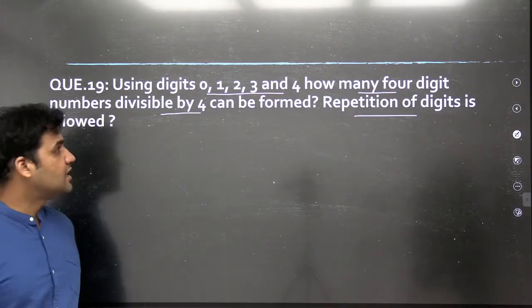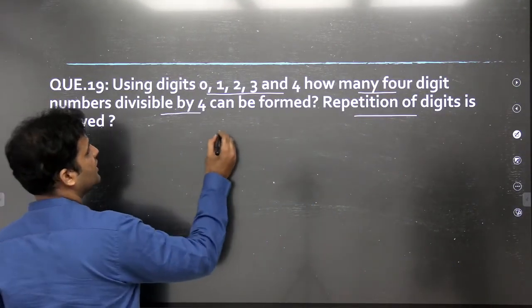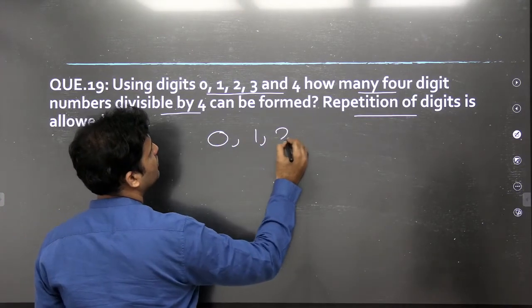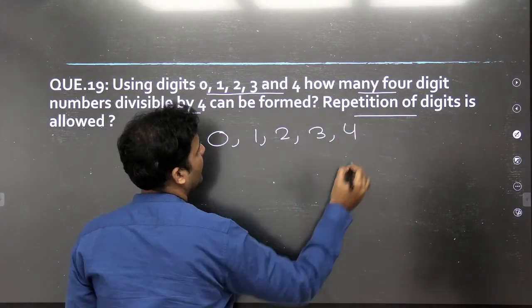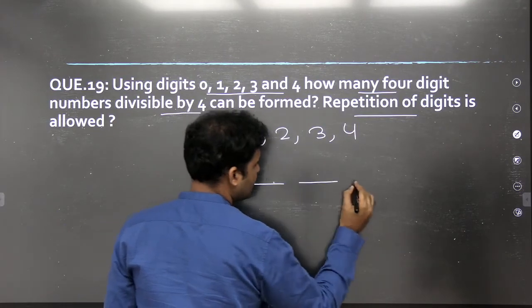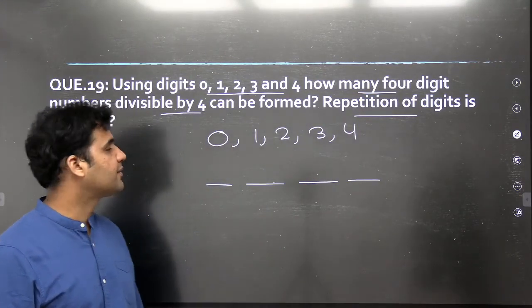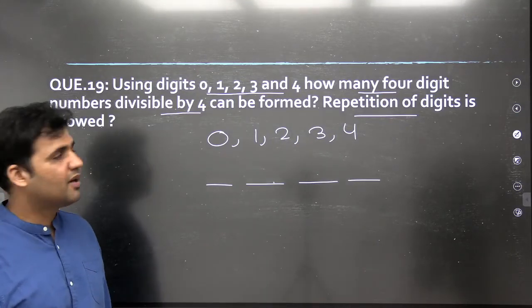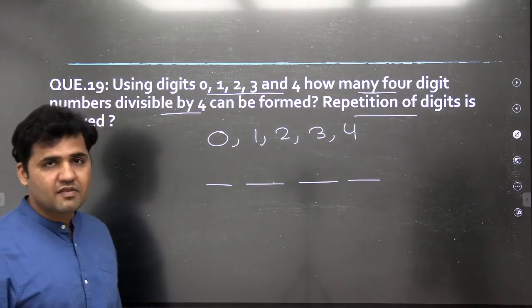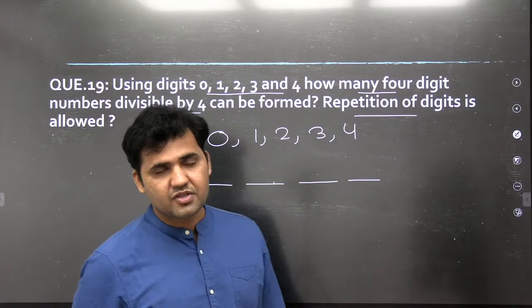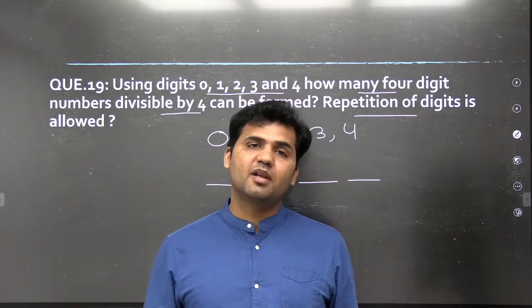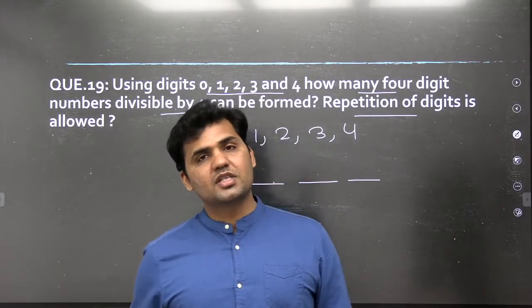So question number 19 is over here, guys. We have these digits 0, 1, 2, 3 and 4. Now the number that I want to make has to be a 4 digit number and it should be divisible by 4. Now what is the divisibility rule of 4, guys? This is what we have studied in the number system. A number is divisible by 4 when the last 2 digits are divisible by 4.